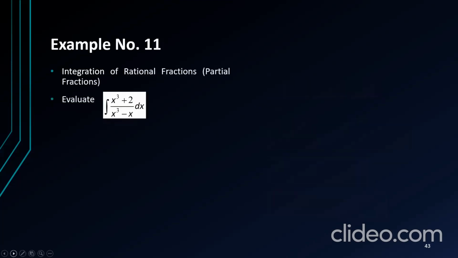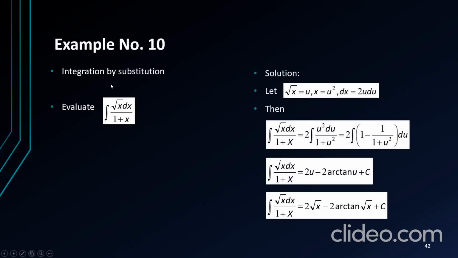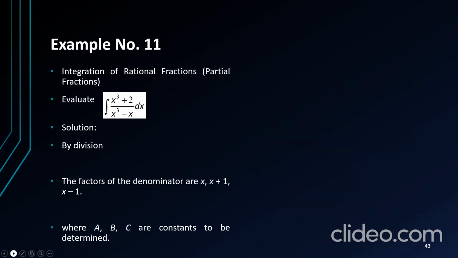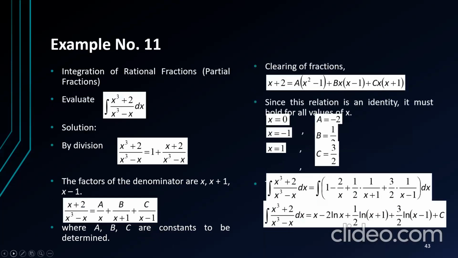This is a method called integration by substitution. Next, integration of rational fractions using partial fractions. Evaluate the integral of x cubed plus 2 over x cubed minus x times dx. Our examples are the higher ones. The formulas earlier should already be memorized. Okay, solution.